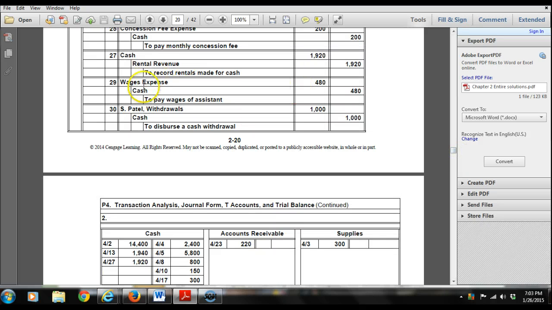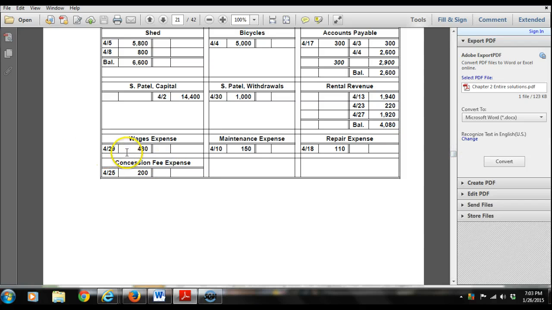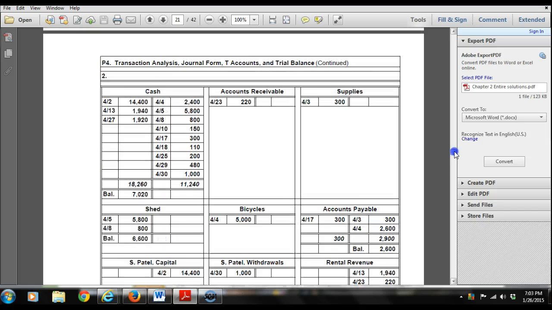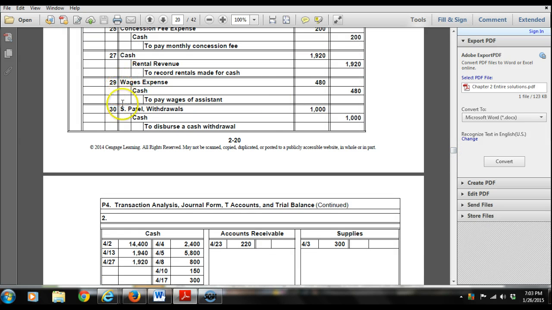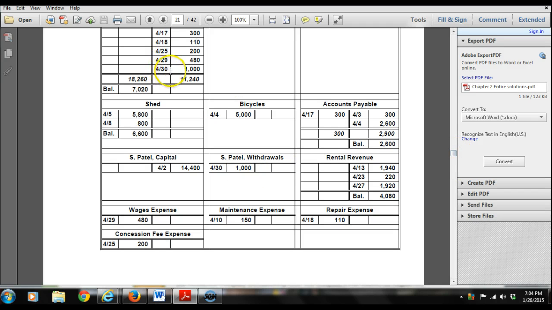Then wages expense, debit of $480, credit cash of $480. We have wages expense April 29th, a debit of $480, and we also show the credit here under cash of $480. Then the last one, Patel withdrawals, debit $1,000, credit cash $1,000 on April 30th. You see here April 30th, S. Patel withdrawals is a debit, and then we have the same April 30th for cash is a credit.